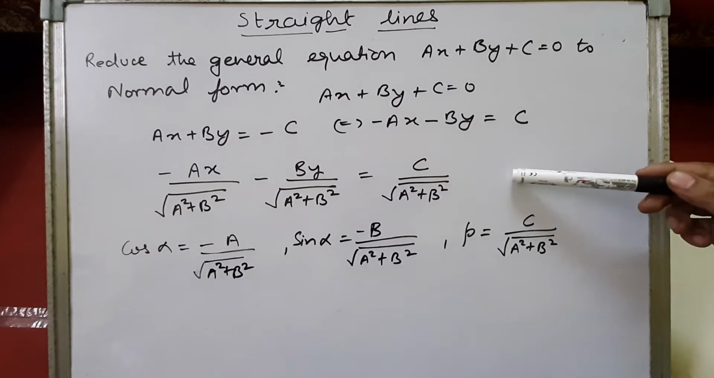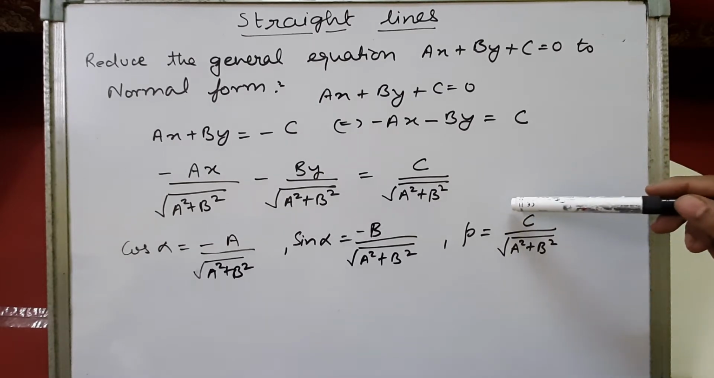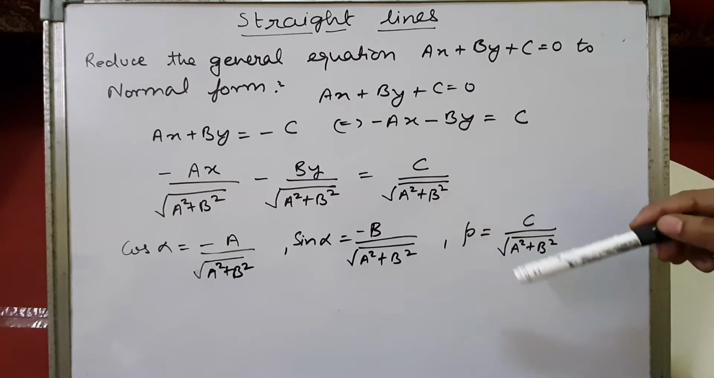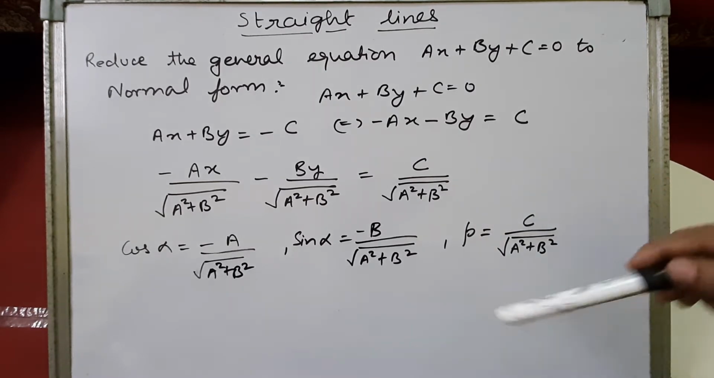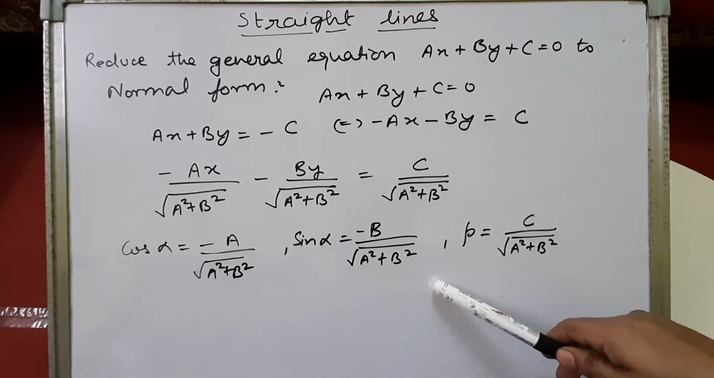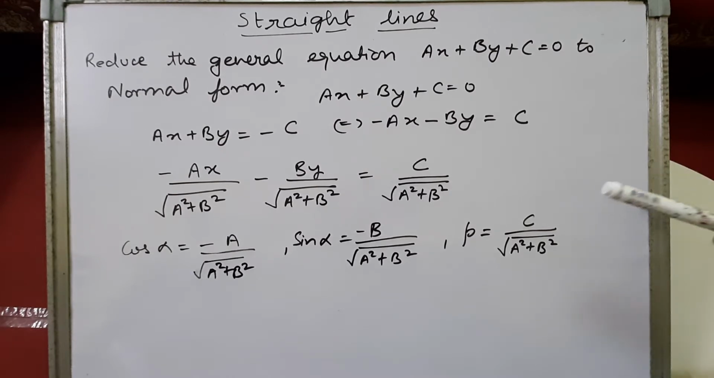And then we'll divide by the square root of the sum of the squares of the coefficients of x and y, that means under root a square plus b square. So it will become minus ax upon under root a square plus b square minus by upon under root a square plus b square equals c upon under root a square plus b square. So from here, by comparison, we can say that cos alpha will be minus a upon under root a square plus b square, sin alpha will be minus b upon under root a square plus b square, and the length of the perpendicular, which is always positive, will be c upon under root a square plus b square. Alright, so this way we can change the general equation to the normal form. Okay, please note down.